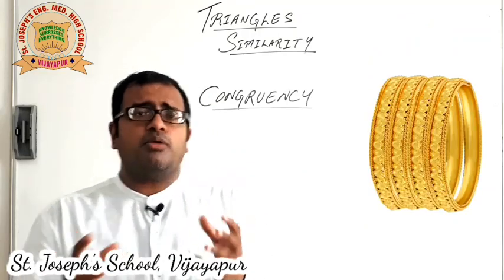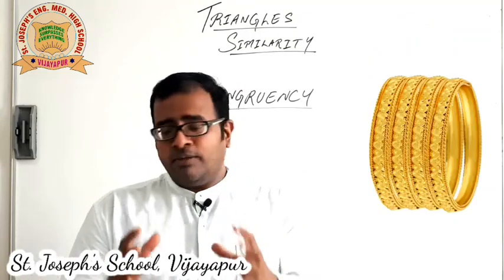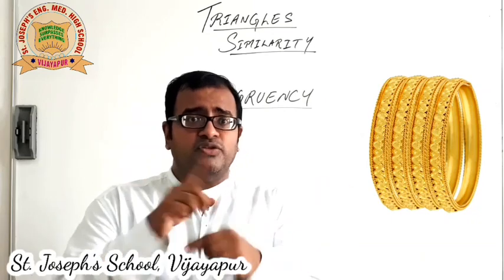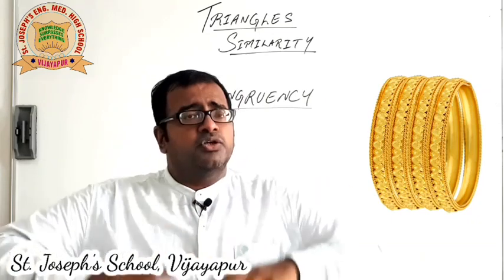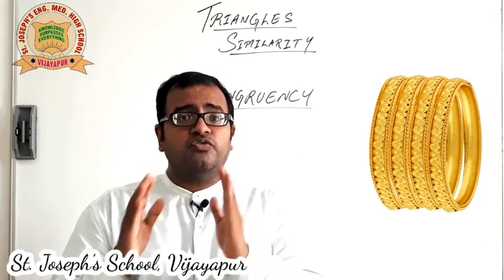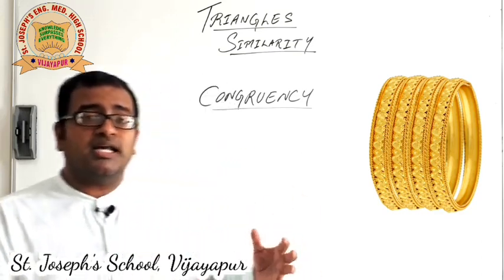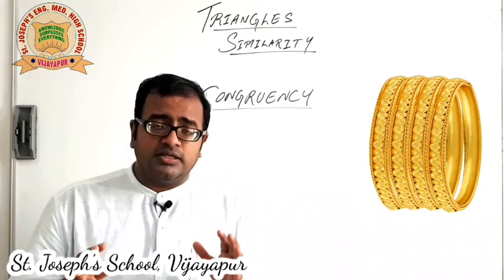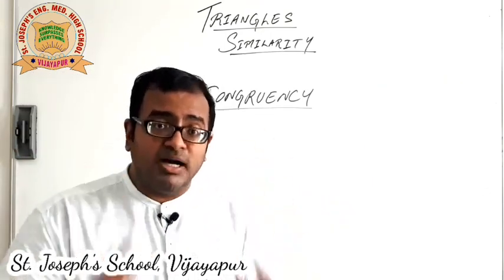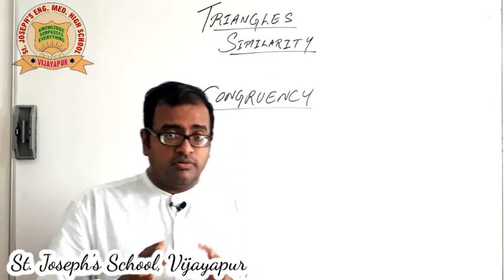Examples: bangles of the same set. If you change any of them, you can't make out the difference because all of them look alike, perfectly fitting into each other. That is called congruency. All circles with the same radii must be congruent.